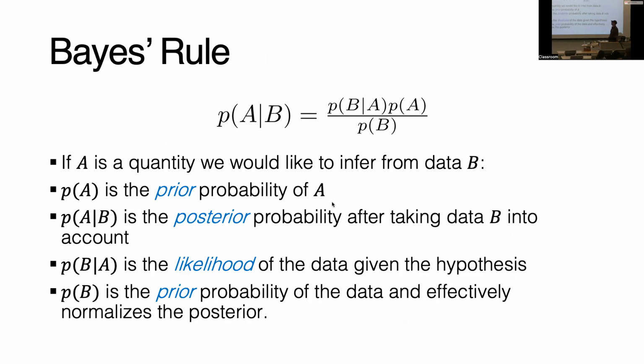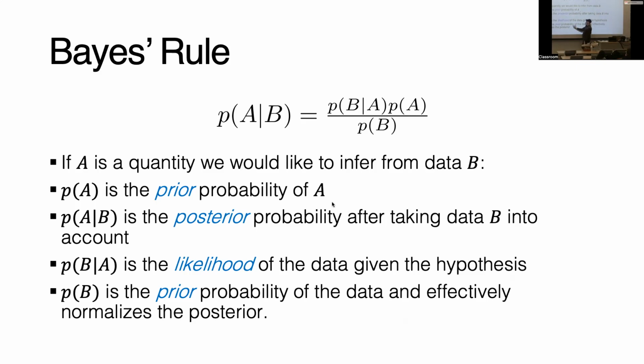All right, so we're going to use a Bayes filter, and it's based on Bayes rule. Bayes rule is very powerful for prediction. The idea is that if we have some quantity that we want to infer from some new data, we calculate the probability A given the new data B. The probability of A here from Bayes rule is the prior probability of A, and then we're going to try to calculate this posterior probability of A after taking this new data into account.